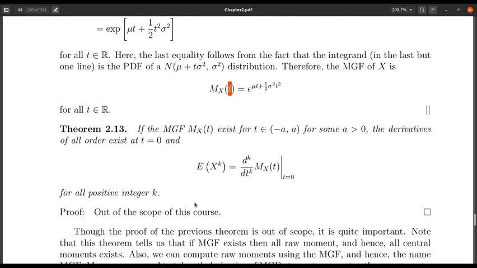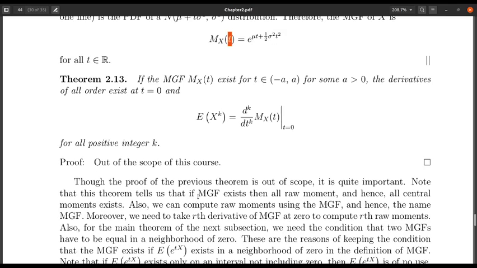Okay, next theorem, which I will not go into the proof of, but I will give the intuitive idea. That will not be the exact mathematical proof, but the statement of the theorem is very important. What does the theorem basically say? It says that if the moment generating function of a random variable x exists in a neighborhood of the point 0, then the derivative of all orders of the moment generating function with respect to t at the point 0 is going to exist.